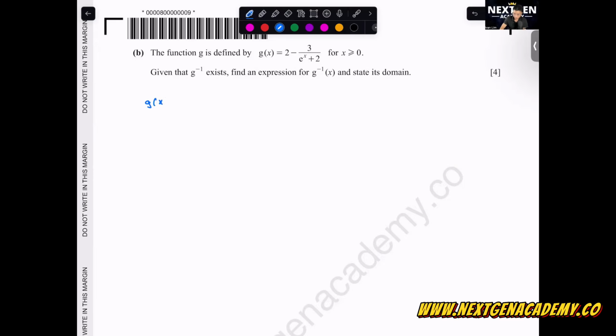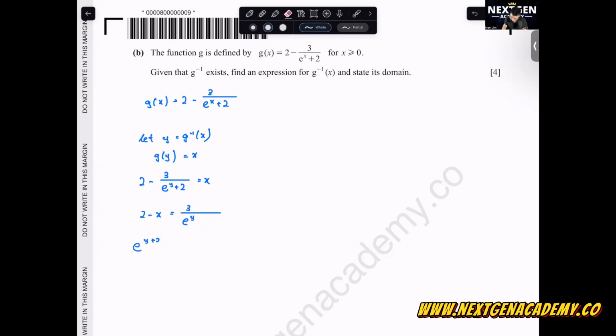So I will start here first. Let's find the inverse. 2 minus 3 over e to the power x plus 2. I'm going to let y equal g inverse x, so g(y) equals x. If your x and y are different, it doesn't matter at all. So 2 minus 3 over e to the power y plus 2 equals x. I want to make y the subject. So here becomes 2 minus x equals 3 over e to the power y plus 2. Hold on, this plus 2 is at the bottom.